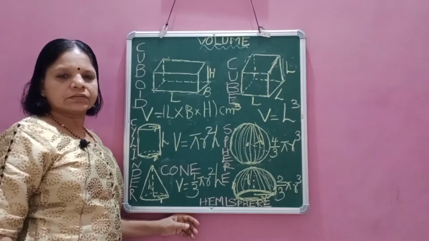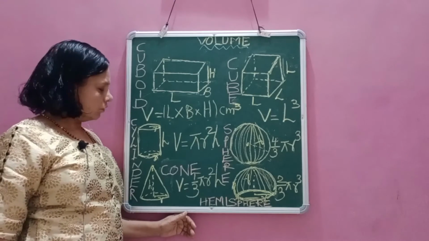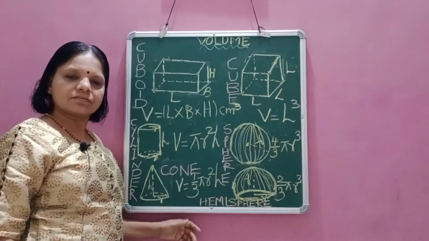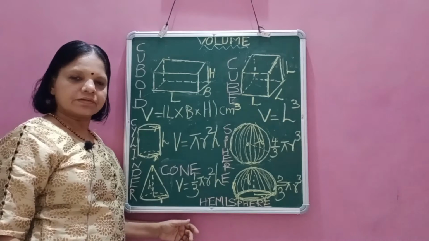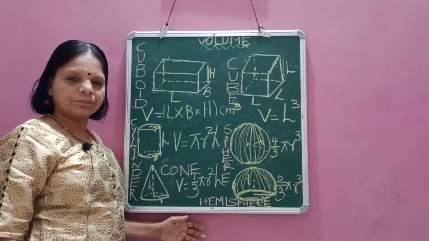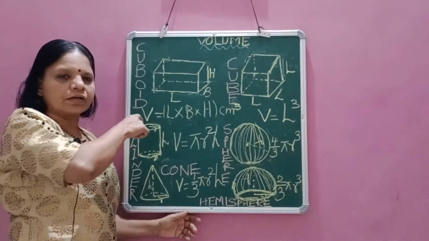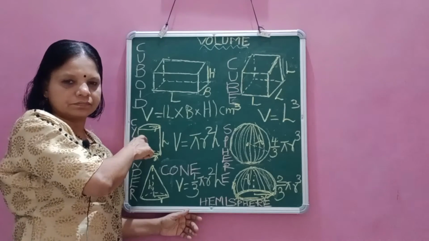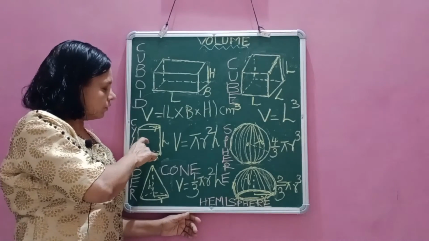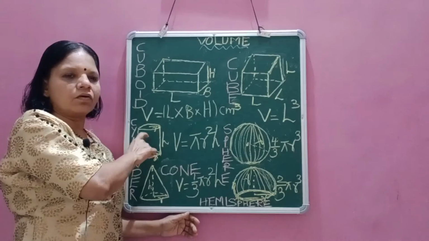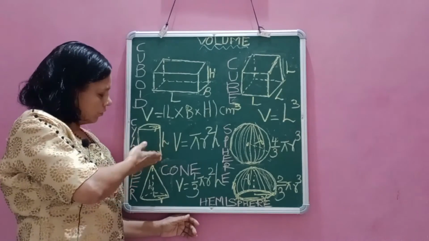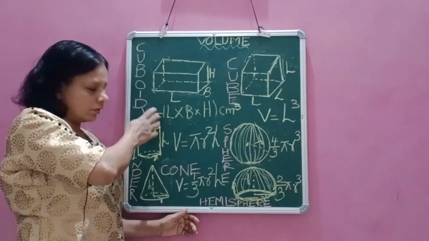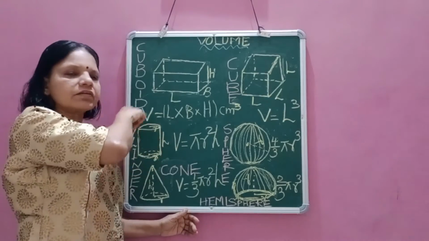The containers used for storing grains, oil, etc. Also drum, etc. are in the shape of cylinder. And the cylinder has how many faces? Upper face, lower face and side face.